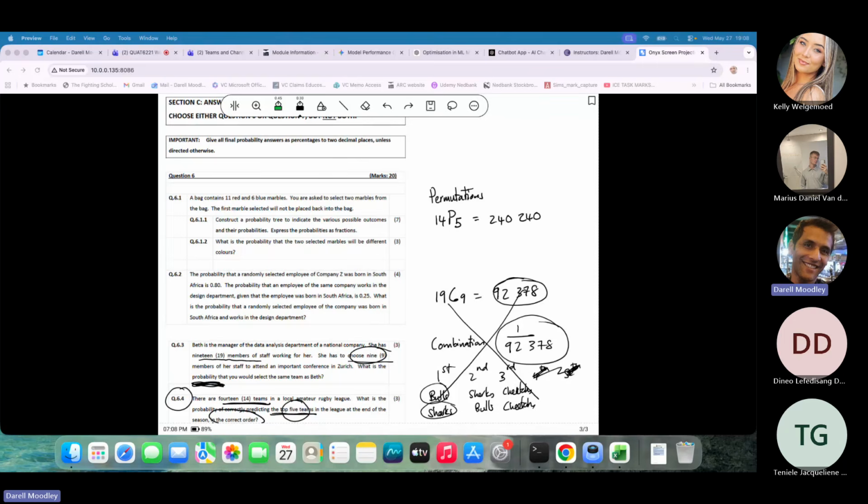And like I said, if you want to convert it to a probability, because that's what the question is asking for, it's simply a 1 in 240,240 chance. That's the probability.